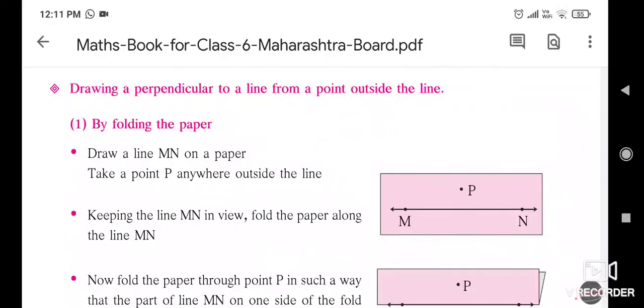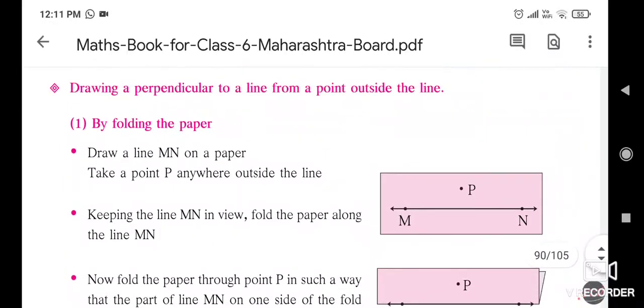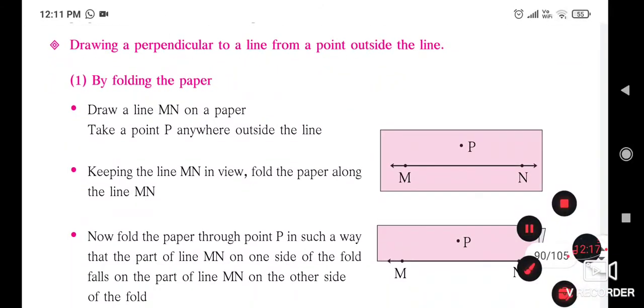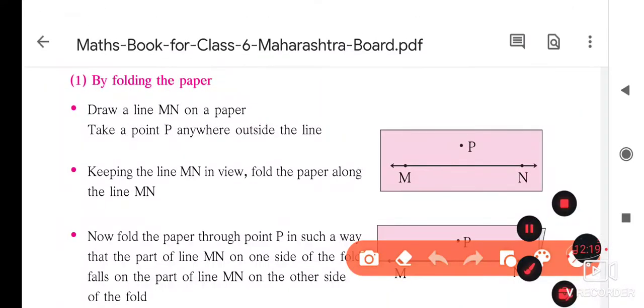Okay, so these are the methods to draw the perpendicular to the line from a point above the line. These three methods we studied today. All of you do this activity and these constructions in your notebook also. To do this, you can take help of your textbook. By folding paper, here each and every step is given.